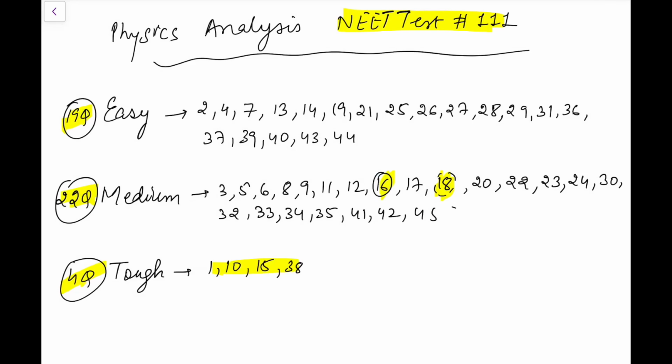So if I talk about the marks, 19 and 11, let's say 30, so I think 120 would be a good score, and those who are doing very well should get a 160 plus score, even in this paper.